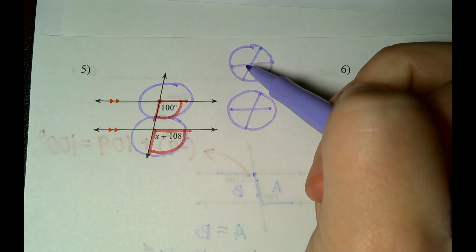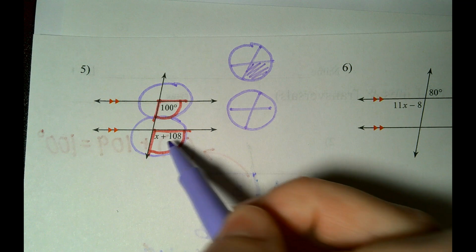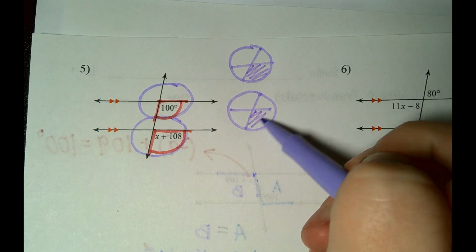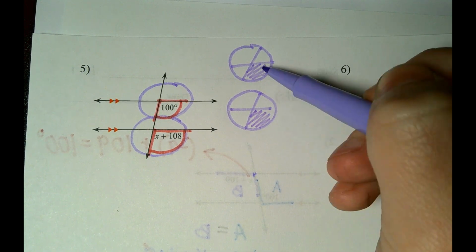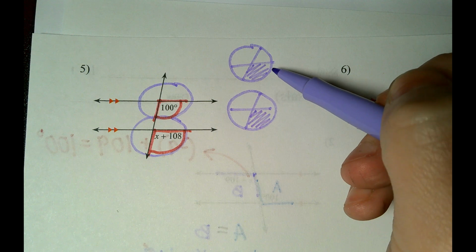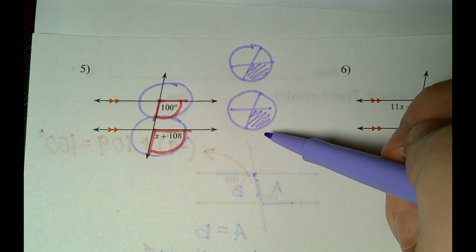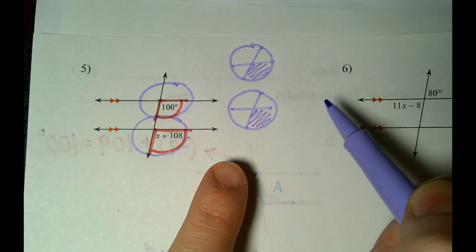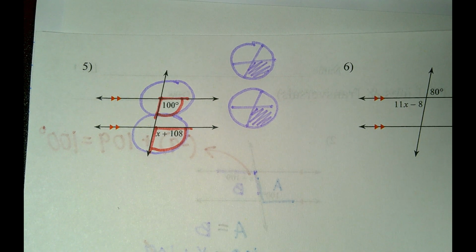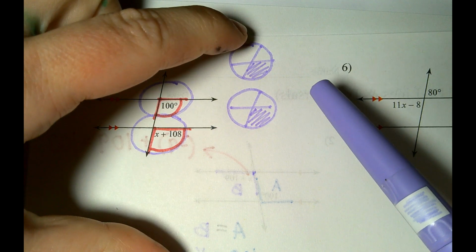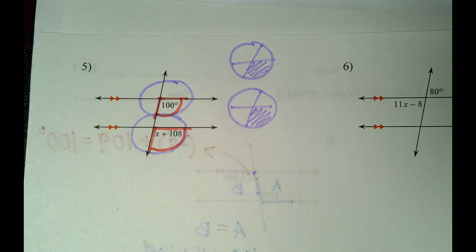The top angle, 100, is right here. The bottom angle, x plus 108, is right here. These are in the same spot, aren't they? You see that? If they're in the same spot, they're equal. The only time they'll add up to 180 is if they're side by side or if they are very obviously different sizes. And we're going to see more of those as we go through.